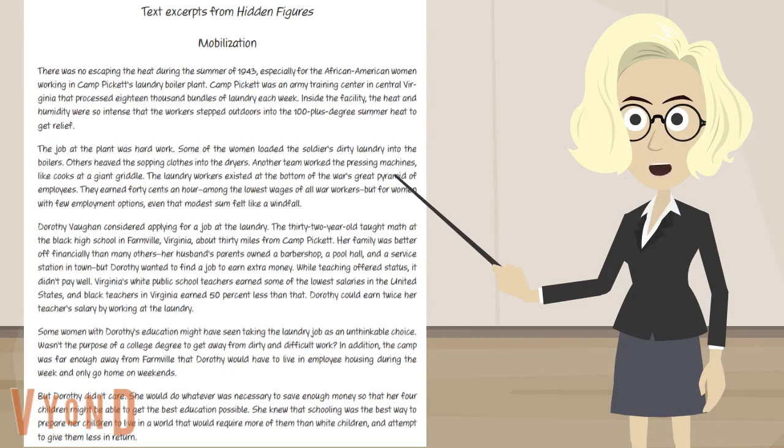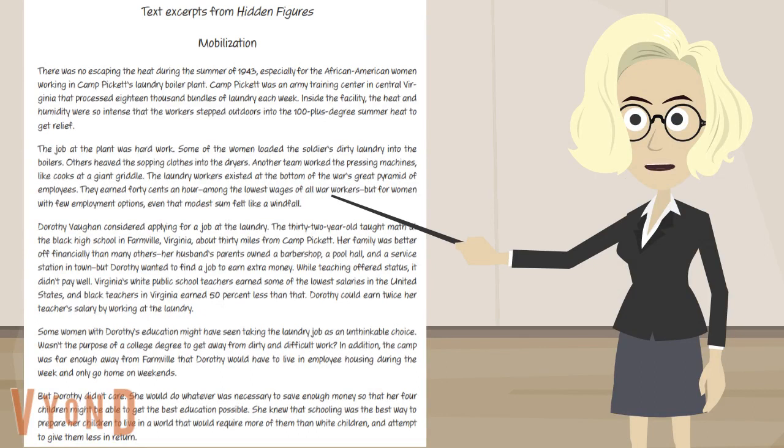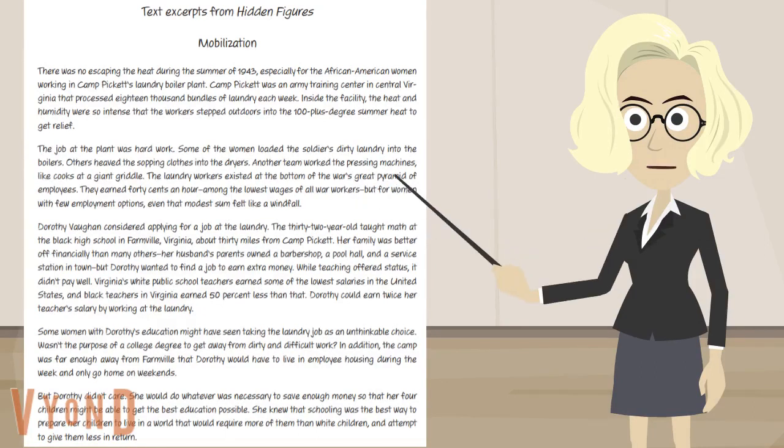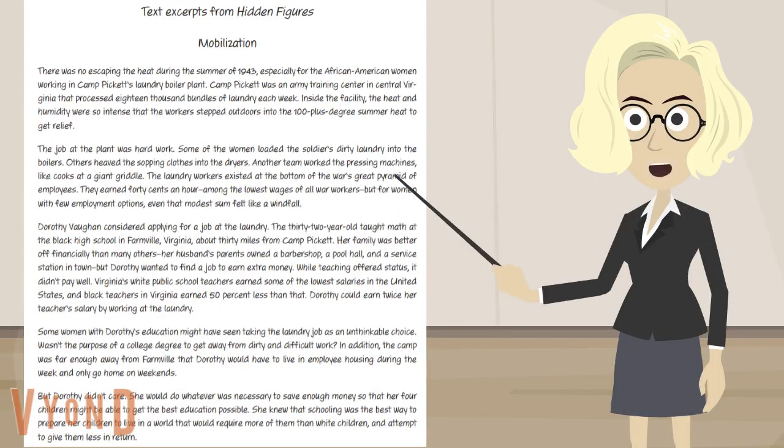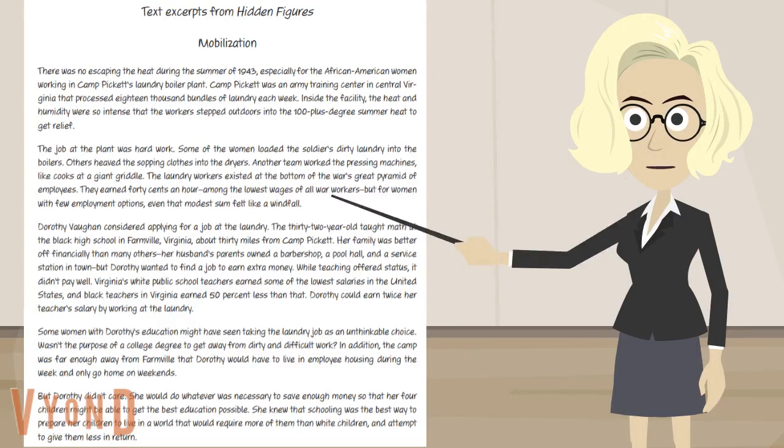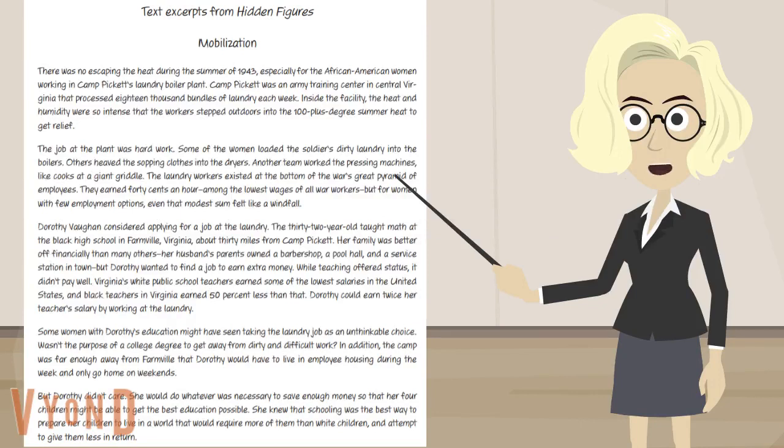Dorothy Vaughan considered applying for a job at the laundry. The 32-year-old taught math at the Black High School in Farmville, Virginia, about 30 miles from Camp Pickett. Her family was better off financially than many others. Her husband's parents owned a barber shop, a pool hall, and a service station in town. But Dorothy wanted to find a job to earn extra money. While teaching offered status, it didn't pay well.